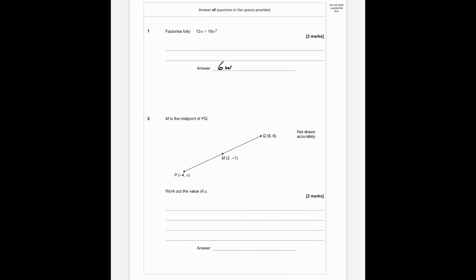Alright, question number 1. Full factorisation, take out 6w, it's the highest common factor of those two, so 6w lots of 2 plus 3w for question 1.